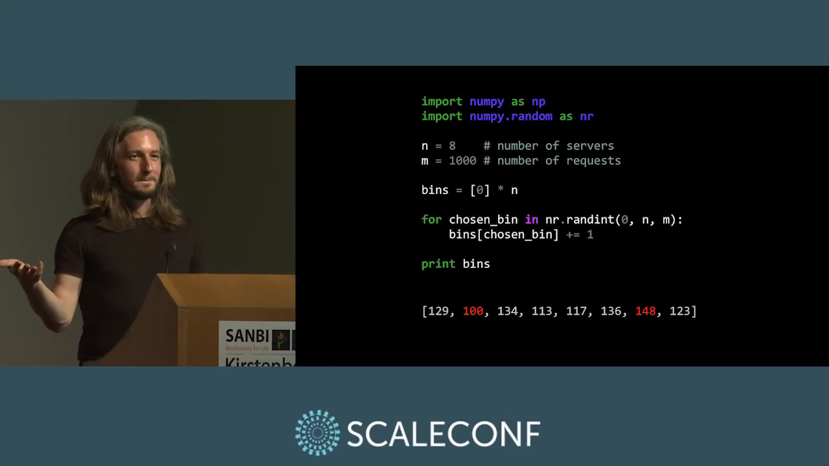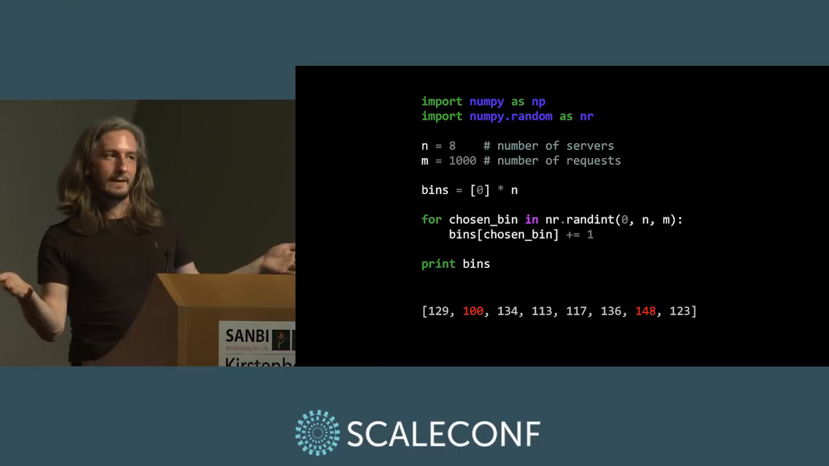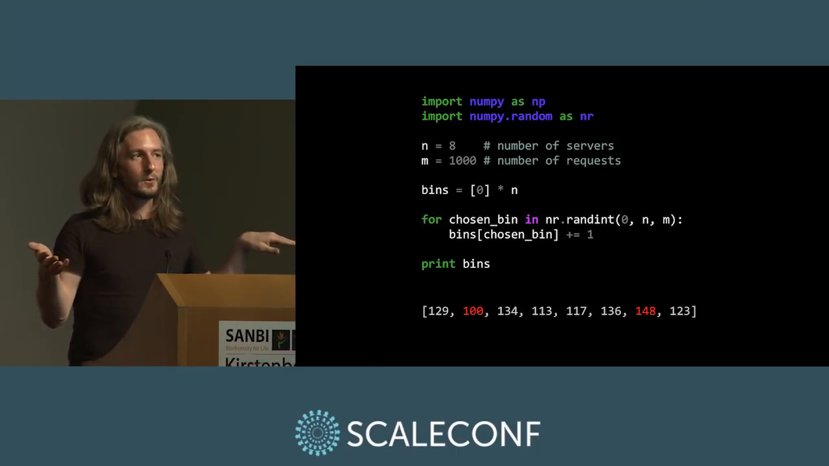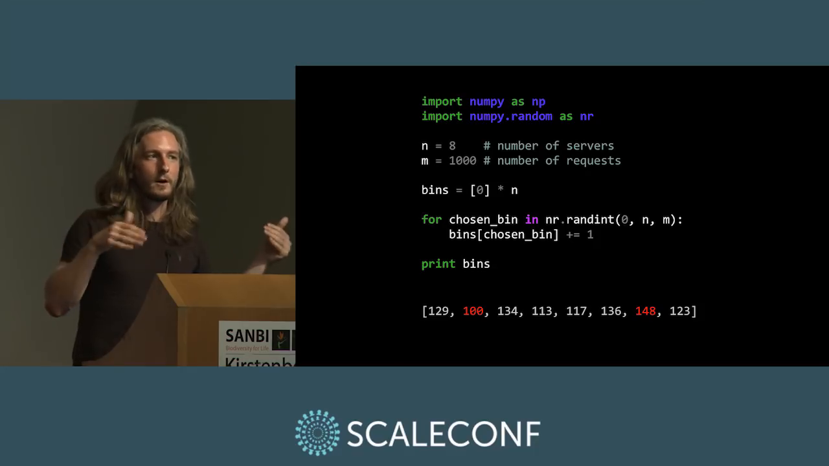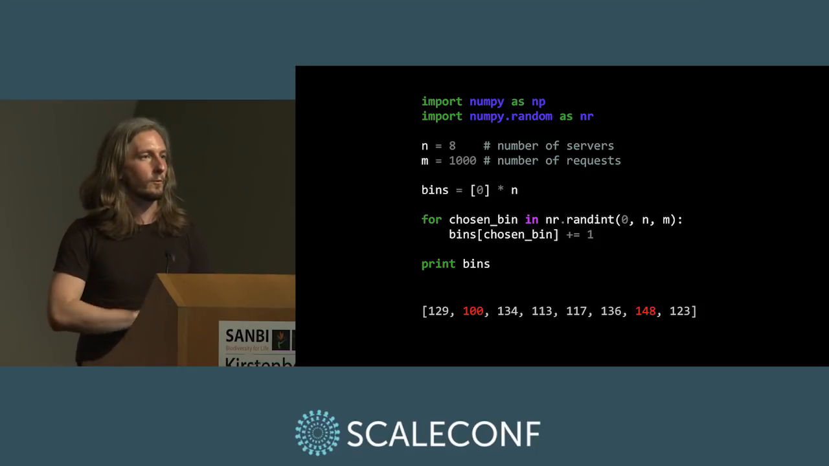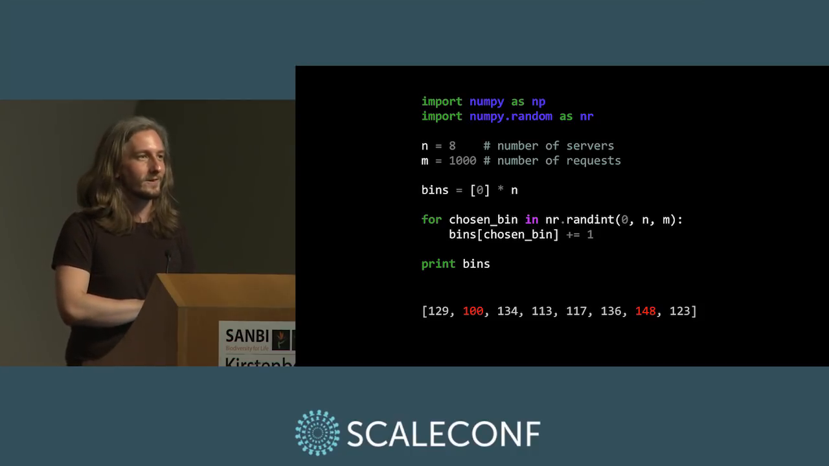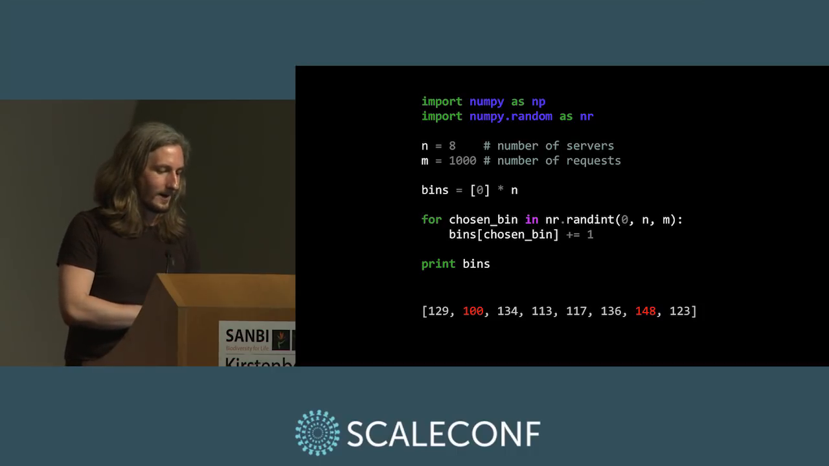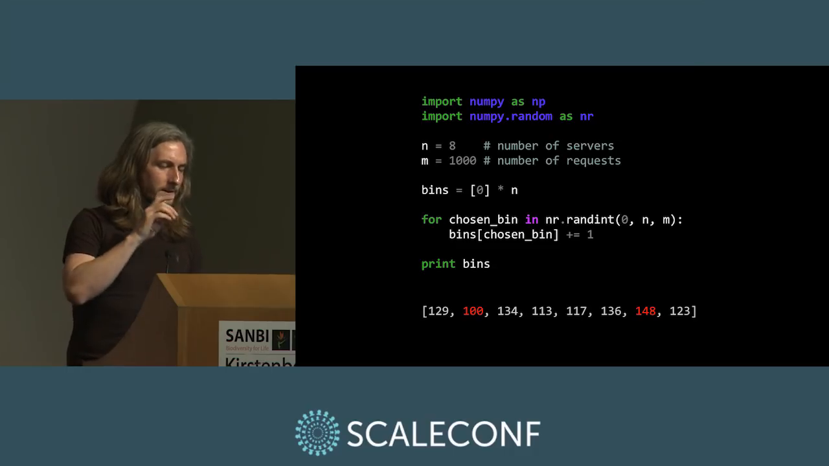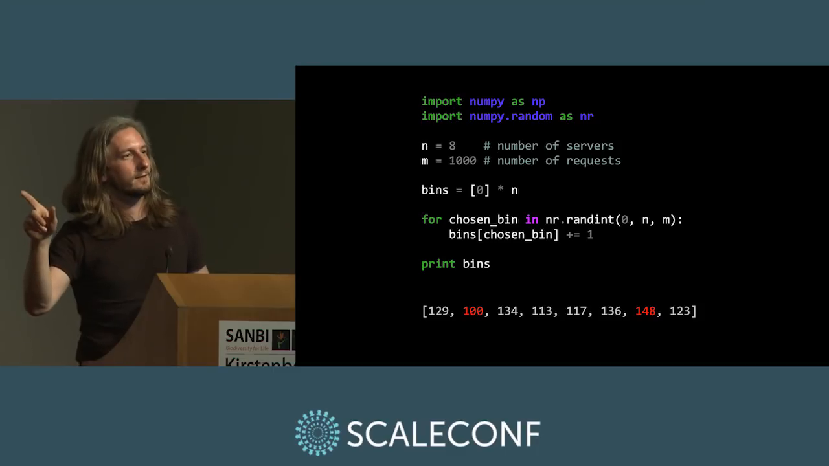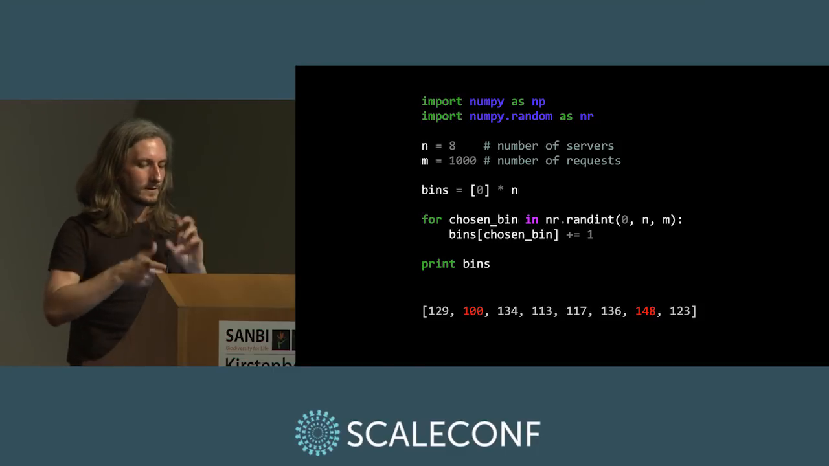And so it's choosing them at a completely even distribution, right? At first one might think, oh, okay, they're all going to be right around 125, but it's not actually the case. Most of the time there will be one or two that are complete outliers, either high or low. Right, so this is great for modeling the balls and bins problem, but this isn't really quite what load balancing is. So let's build on this a little bit.